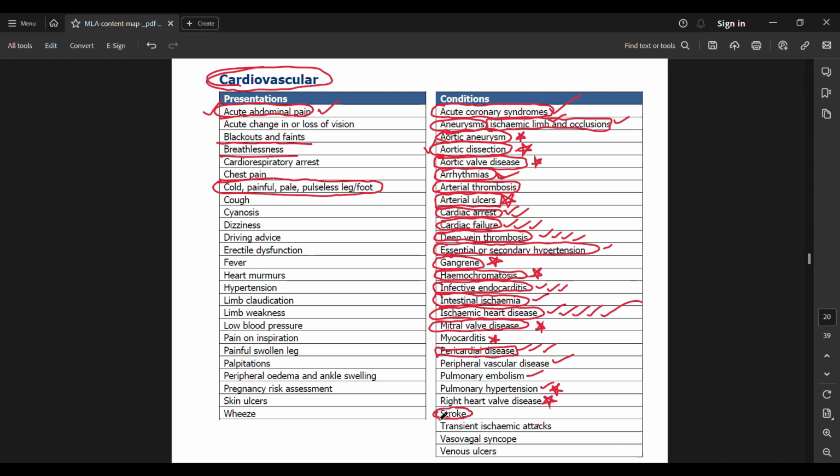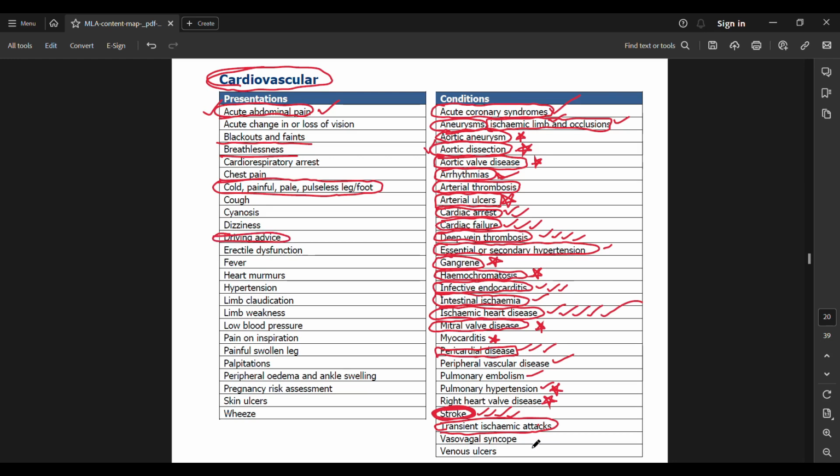Strokes have always been a part of OSCE exams or even MCQ exams. So, stroke has shown up. Who hasn't seen stroke in their exams? Prepare this well. Transient ischemic attacks, again, have shown up. Mainly, they want to see you advise the patient about driving, right? DVLA, very important part of it.